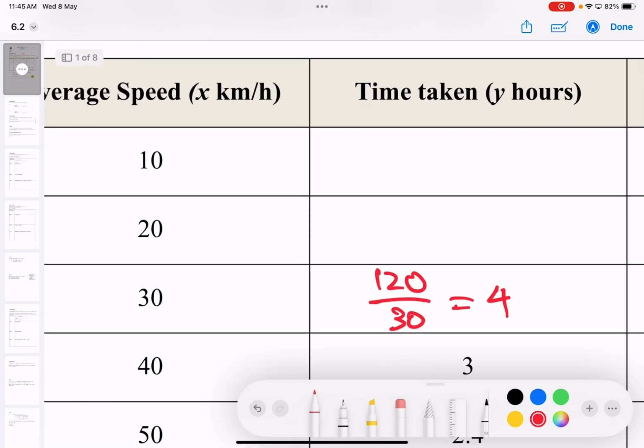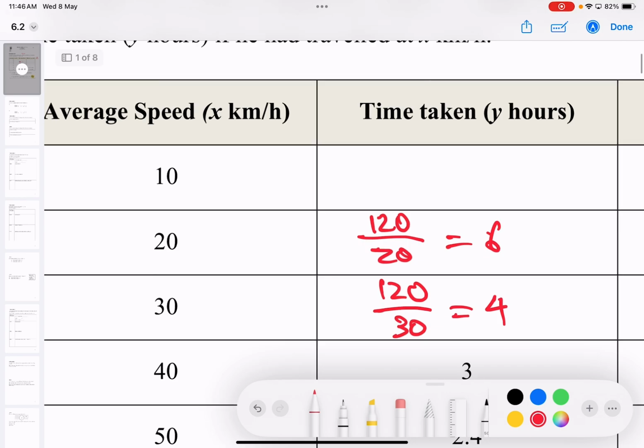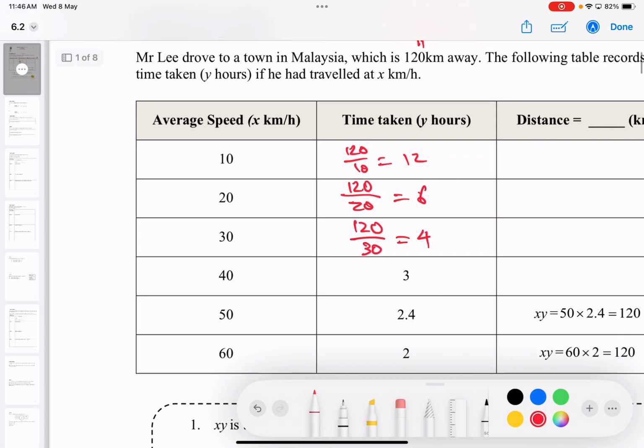Time taken is the distance divided by the speed. So what is my distance in this question? 120. What is my speed? 20. So what's my answer? 6. Huh? The answer is 12. The top one is 12, yes. So she says it's 120 divided by 10, so that gives her 12.